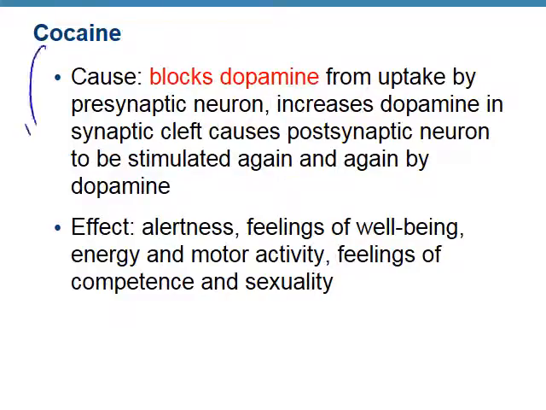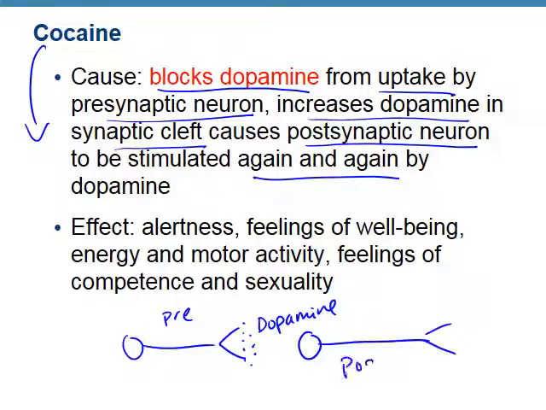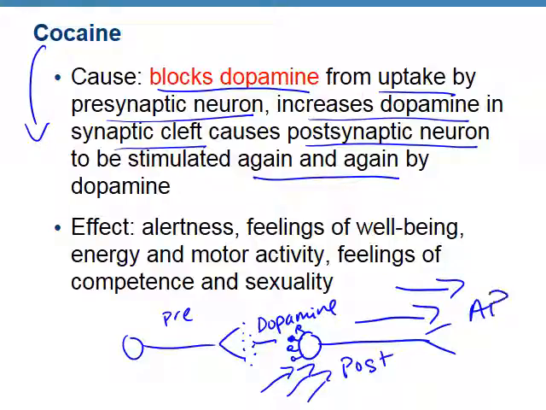So how does cocaine affect these groups? Cocaine blocks dopamine from being taken up by the presynaptic neuron, increasing the dopamine in the synaptic cleft, causing the postsynaptic neuron to be stimulated again and again. So here's my pre. It releases dopamine. And here's my post. This dopamine binds to the receptors, and it causes this postsynaptic neuron to repeatedly generate an action potential and fire. So the postsynaptic neuron is stimulated again and again by the same dopamine.